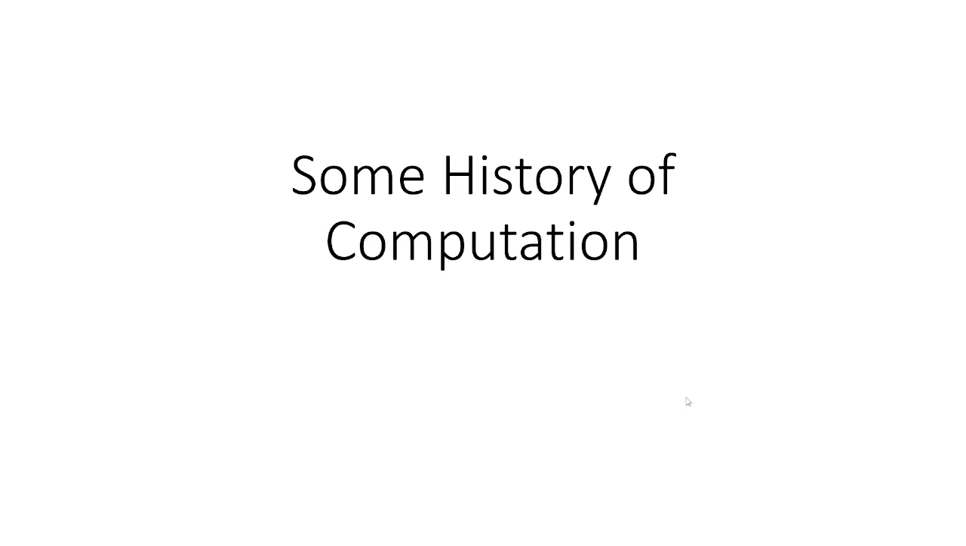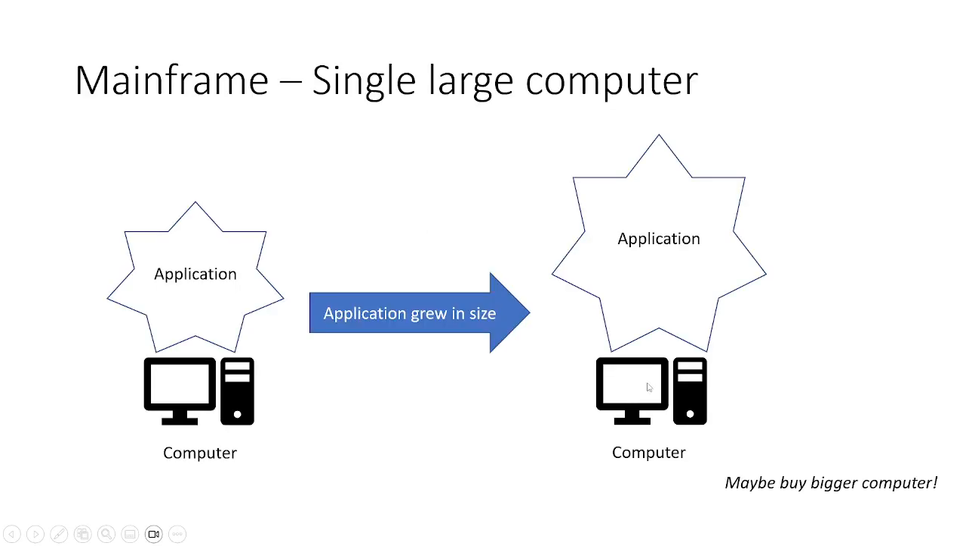This is a brief history of computation. Originally, computers were what is called mainframes. They were very large computers, and organizations would typically only have one. It would take up a full room, and they could run applications and store data on them.